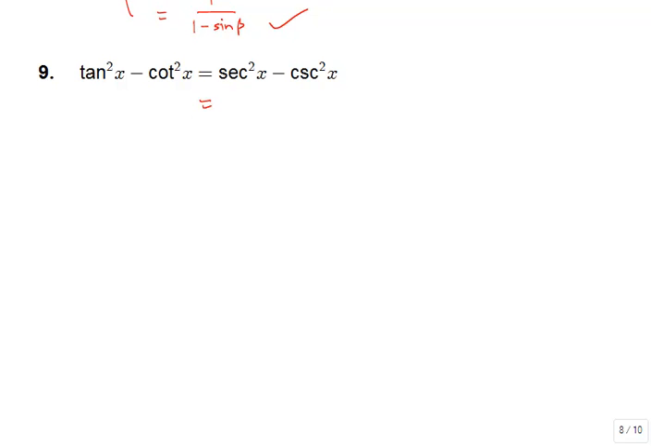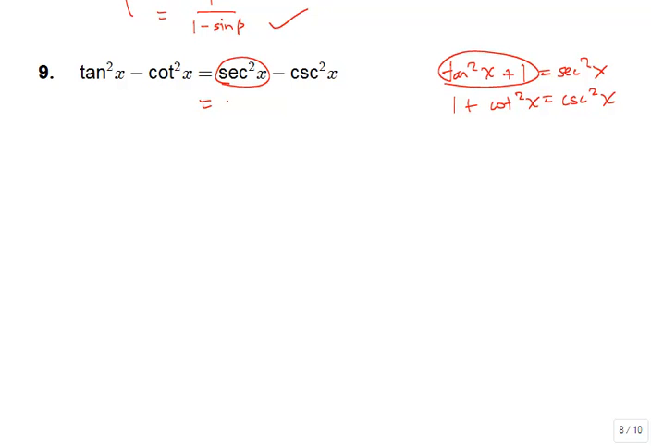And when I see those secant squareds and those cosecant squareds, I think Pythagorean identities. So let's remember that tan squared plus 1 equals secant squared, and 1 plus cotangent squared equals cosecant squared. Those are our Pythagorean identities. Now this is good news because we're trying to take secant squared and turn it into a tangent squared. So I'm going to substitute in for this secant squared what it's equal to, which is tan squared x plus 1.